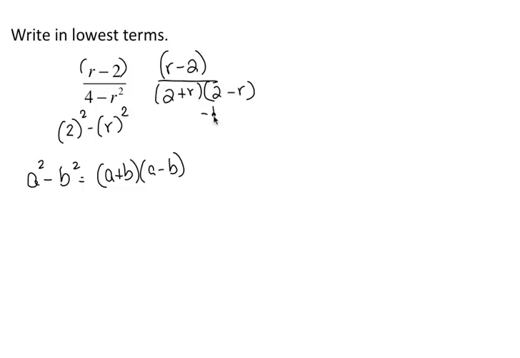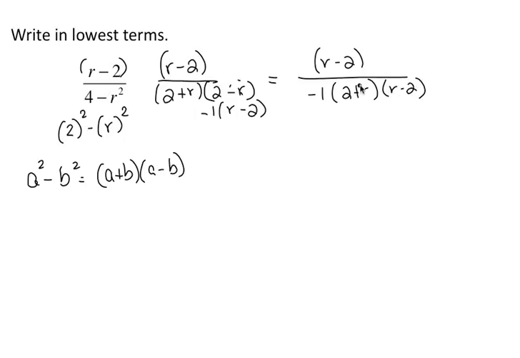So if I factor out a negative 1, I'm going to get r minus 2. Negative 1 times r gives you this negative r, and negative 1 times a negative 2 gives you this positive 2. So now I can write it as r minus 2, and then I have this negative 1, 2 plus r, and then this r minus 2. And the reason I want to do that is because now I can cancel these out. So I can cancel this r minus 2 and this r minus 2.